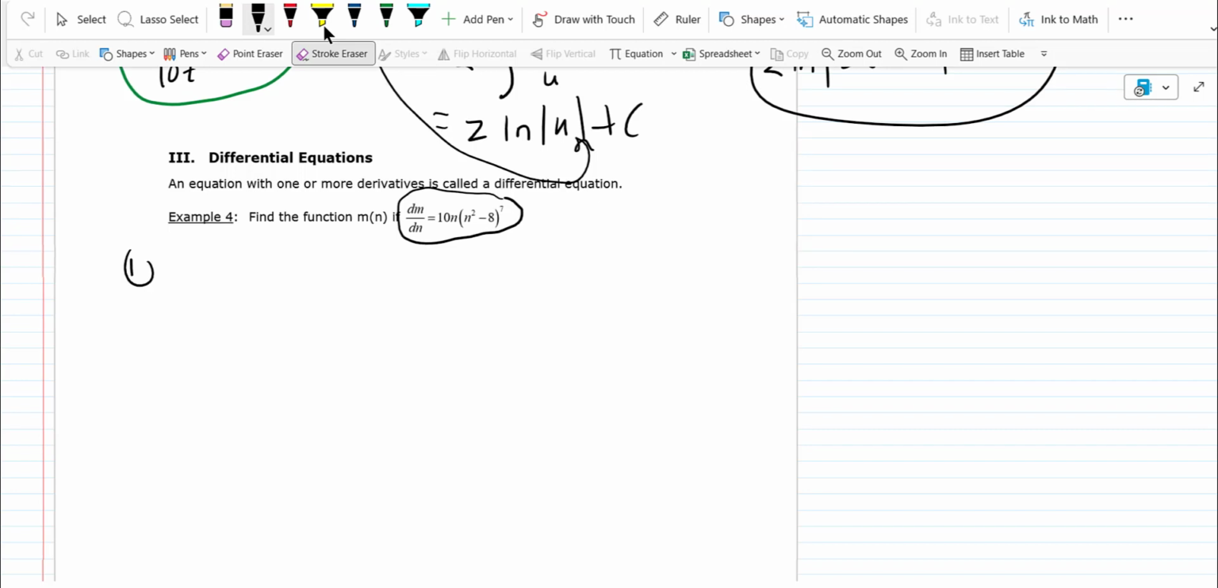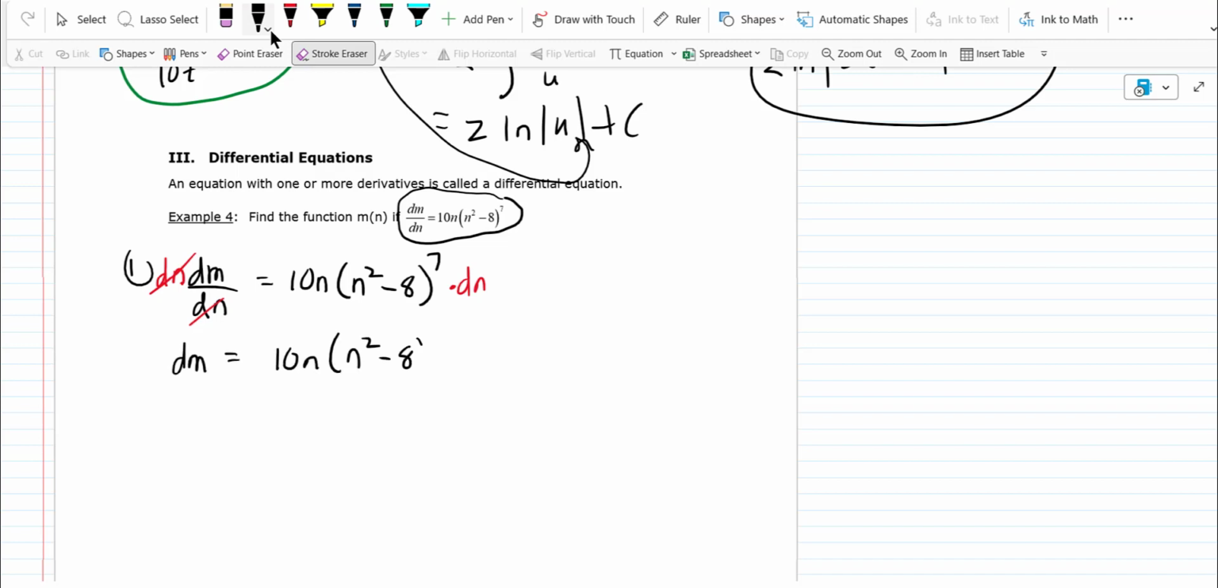The first step that I recommend you do on this is this. Just write down your derivative, and what you want to do is multiply both sides by dn. That's the same thought process as when you've got an equation with a fraction, get rid of the fraction. Okay, so let's write down, we have dm, which represents the derivative of the function m, and then you'd have left 10n times n to the second minus 8 to the 7th times dn, like that.